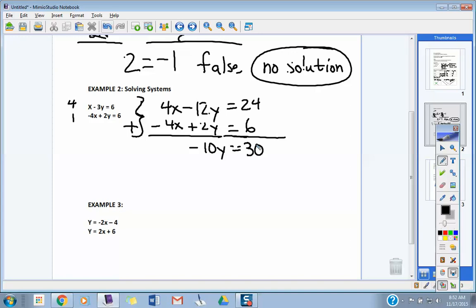What's that make our y value? Y is -3. All right, so since y is -3, I need to come back to the original equation. I prefer the first one of the original equation. What do you want to substitute for your y value? Substitute -3. So here we go. Put the work for that right over here.